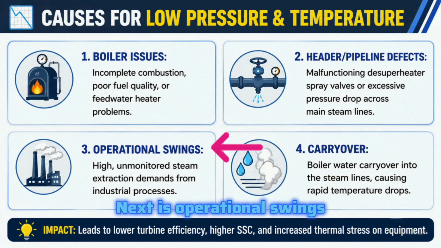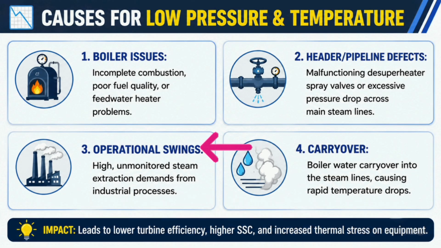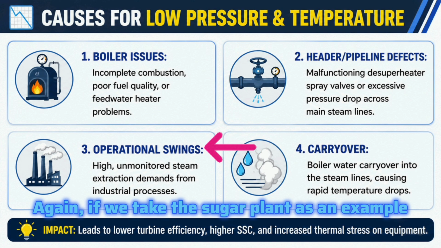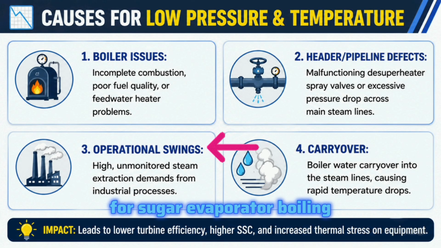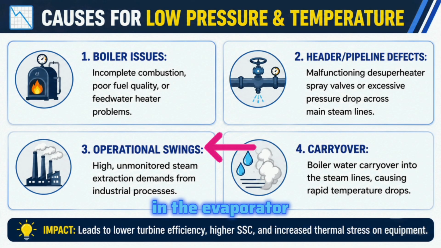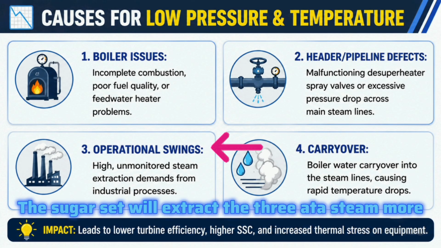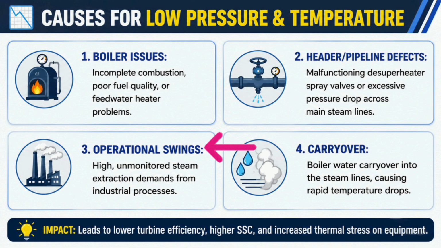Next is operational swings, such as high unmonitored steam extraction demands from industrial process. Again, if we take the sugar plant as an example, we supply 3 atm steam to the process for sugar evaporator boiling. What happens if there is any load variation in the evaporator? The sugar side will extract more 3 atm steam without intimation, or they extract the steam before we change the load.